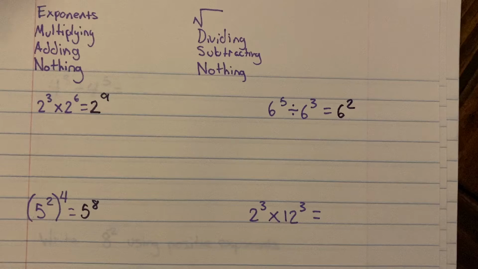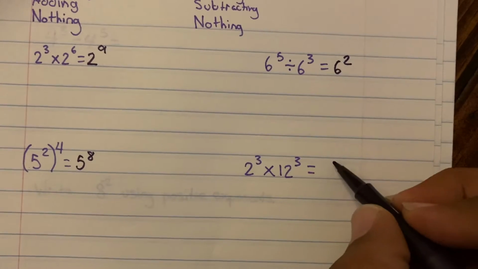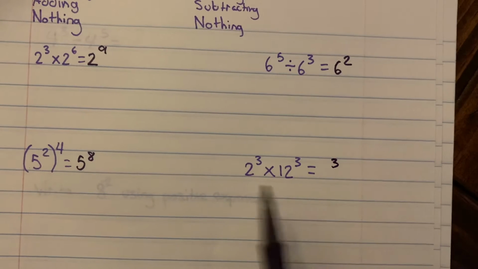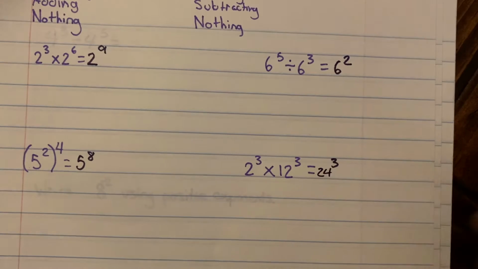Here, now, see the exponents are the same. So the exponents are going to stay the same. And now these are what's going to actually multiply and make 24.